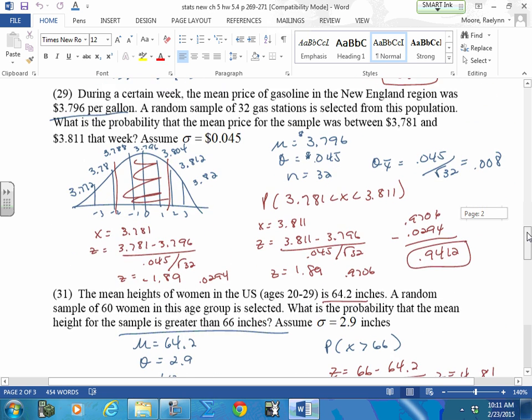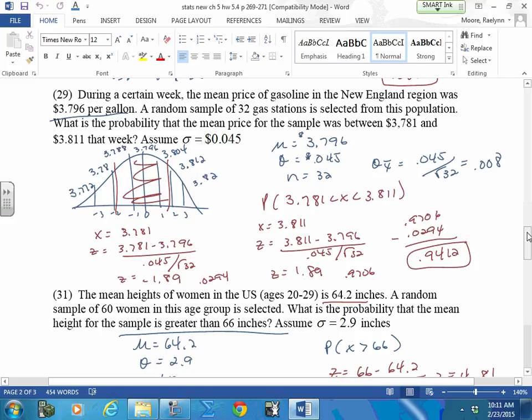Okay. This one said during a certain week, the mean gas price in the New England region was $3.796 per gallon. A random sample of 32 gas stations was selected from the population. So, do they have to tell us that your sampling would be normally distributed? No, because why? It's a random sample, but why don't they have to tell us it's normally distributed? Over 30. It's greater than or equal to 30. So notice they don't say it in here. Otherwise, they say it all the time.